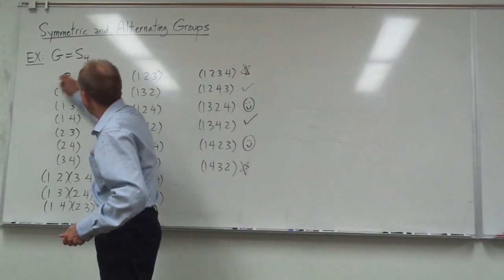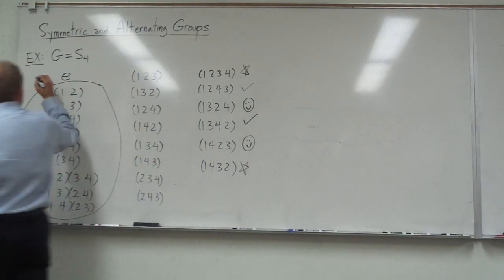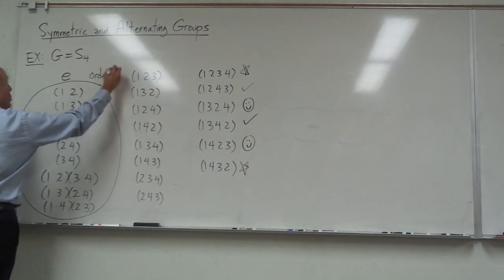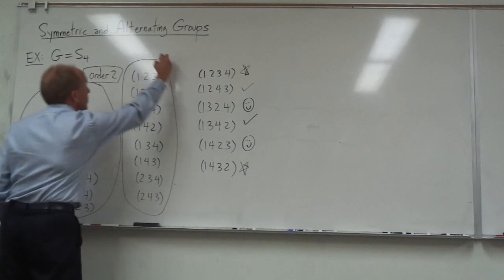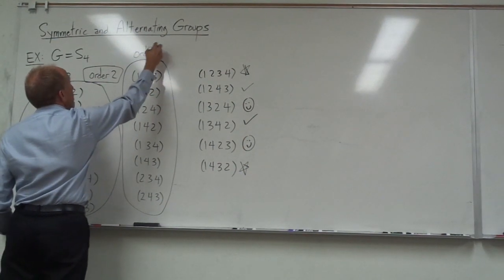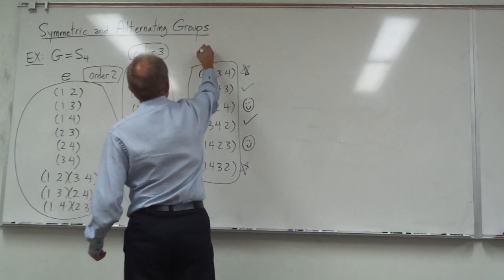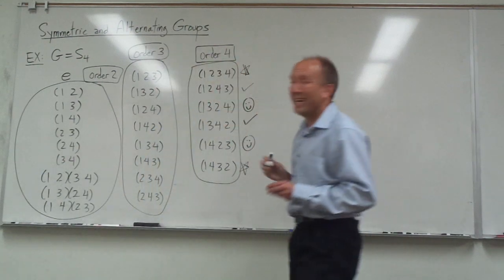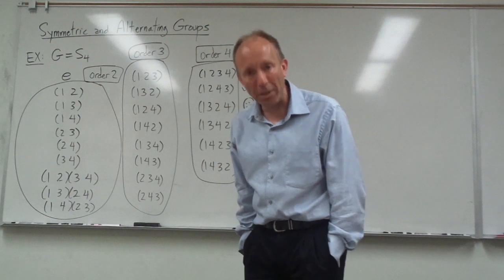So all of these elements right here have order 2. Just write that down. Order 2. Okay, everything in the middle column is going to have order 3. And everything in this last column is going to have order 4. Okay, so those are the orders of those elements.